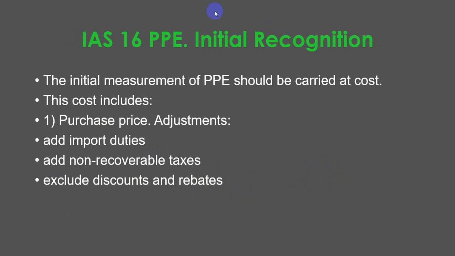So, initial recognition of PPE. The initial measurement of PPE should be carried at cost. This cost includes the purchase price, but this purchase price must be adjusted. We need to add any import duties, we need to add non-recoverable taxes, and we need to exclude any discounts and rebates.